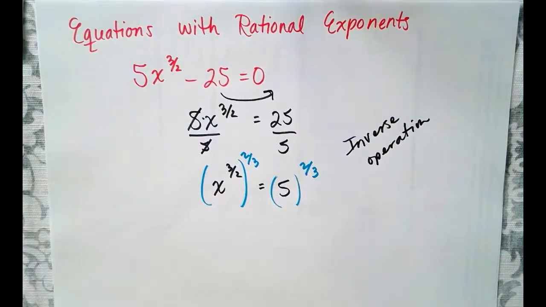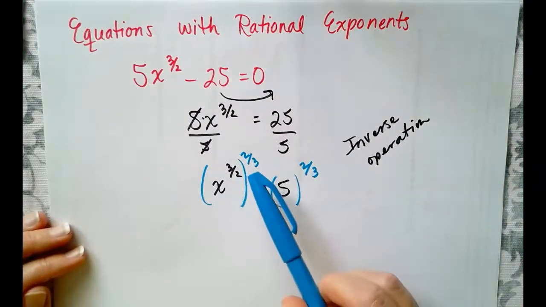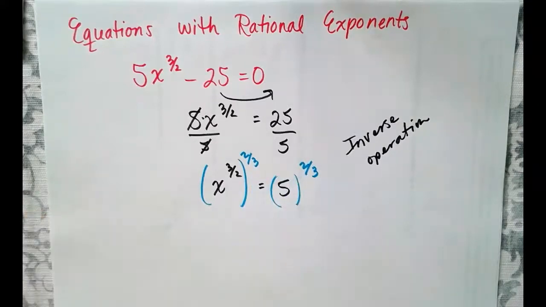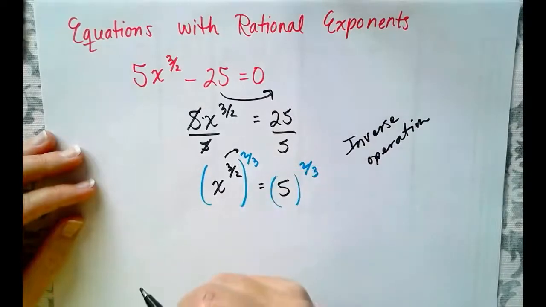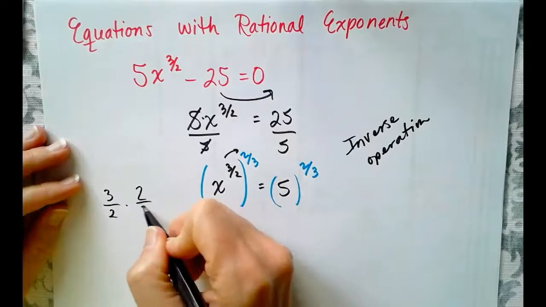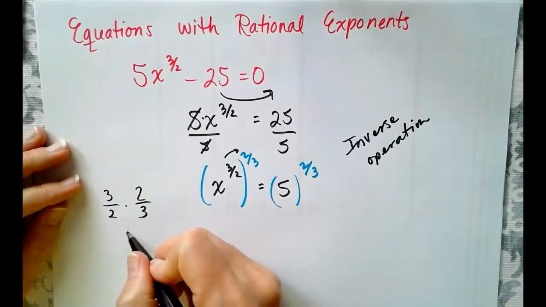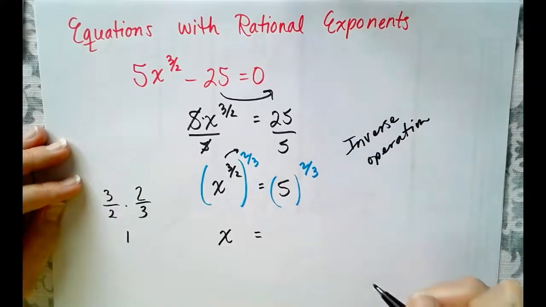So we end up with x raised to the 3 raised to the 2/3, which if we do that to both sides, the power raised to a power, we multiply those powers together, and of course 3 times 2/3 is equal to 6/6, which is equal to 1. So this gives us x to the first power.